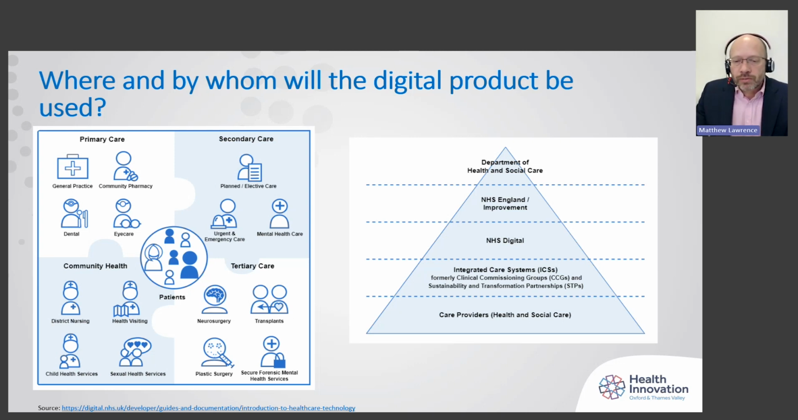So the reason I put this up here is for you to think where your product is going to sit, because it's not always clear. You might say this is a product for X patient. That makes sense, but is the patient going to buy it? Is it going to be bought and used by a GP practice? Or if they're not going to buy it, does NHS England buy it?